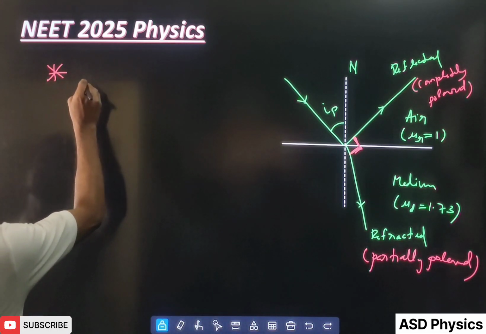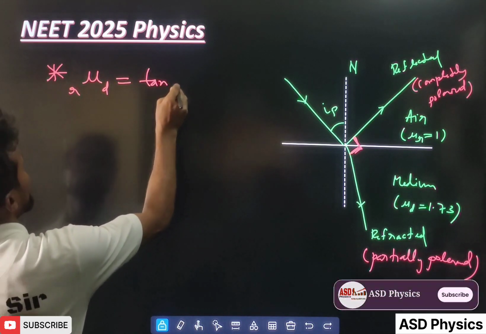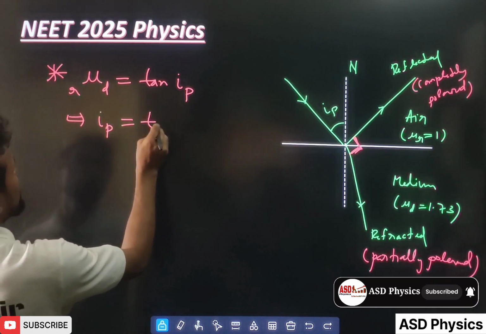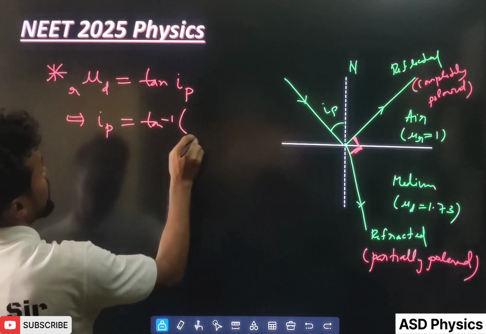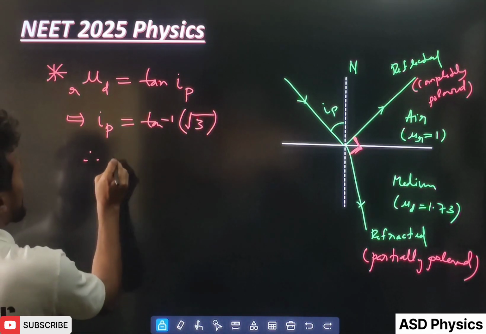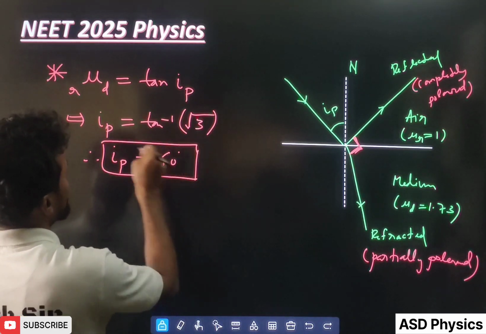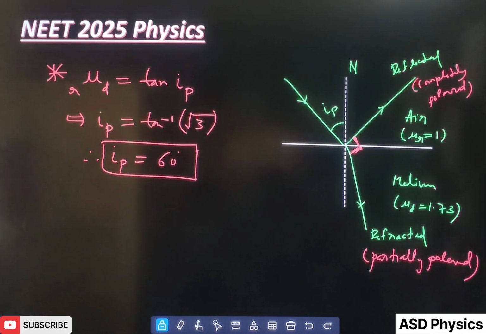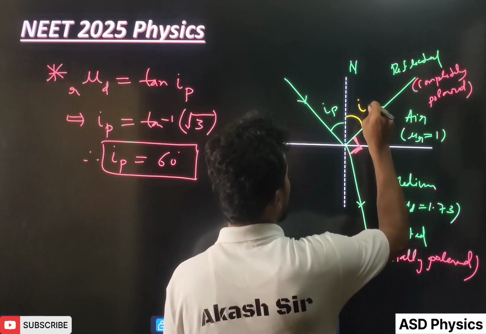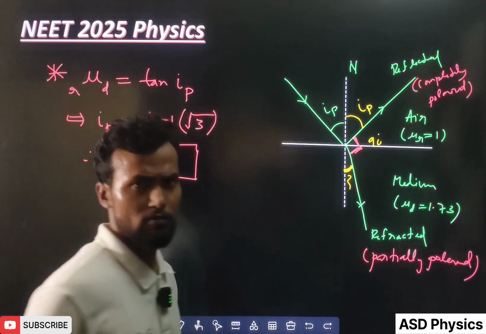So in this situation, remember the formula. This refractive index, denser with respect to the other, is always given by tan iP. Okay, so this iP will come here. Derivation not required, but as of now tan inverse. And the mu value given here is 1.73, which means root 3. Okay, so iP will be 60 degrees here. Now this is called the Brewster angle, iP equal to 60 degrees. Kindly see very well. And if you wish, you can write that if this angle is iP, this angle will also be iP. This is 90 degrees, then this other angle you can calculate very easily.